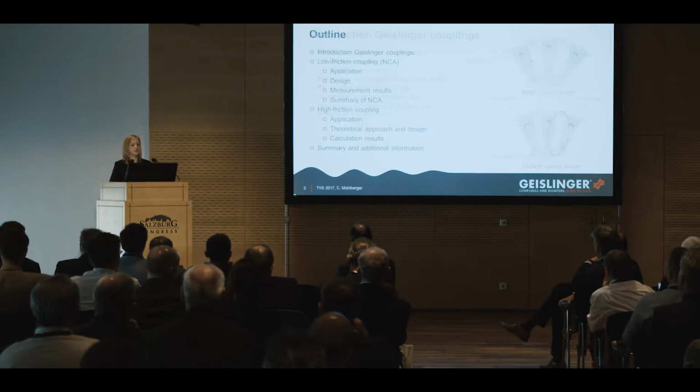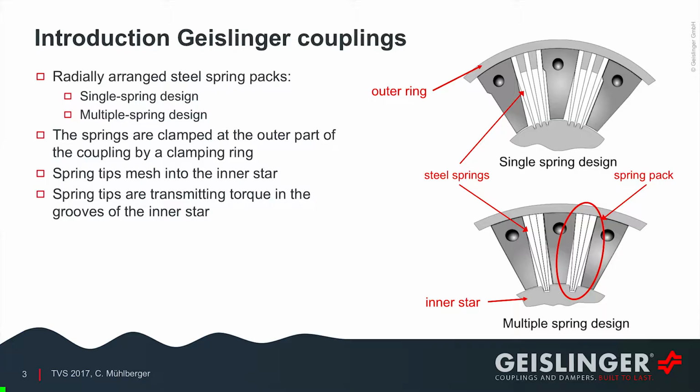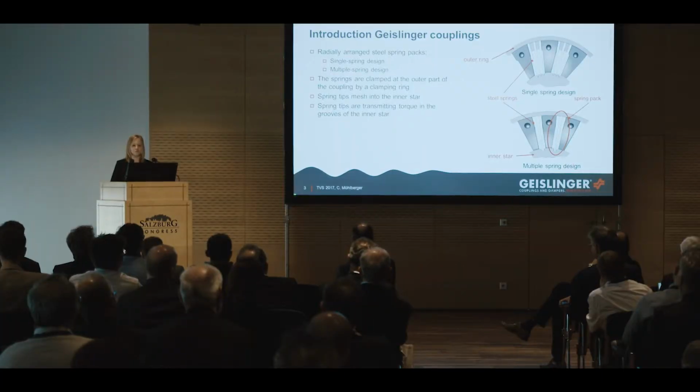So first, let's start with this short introduction to the functioning principle of Geislinger couplings, and maybe some of you already know this. The main components of Geislinger couplings are the radially arranged steel spring packs, which can come in single spring design or multiple spring designs. And these steel springs are then clamped at the outer part of the coupling with the help of a clamping ring, and the spring tips mesh into the inner star groove, and this is also where the torque is transmitted.